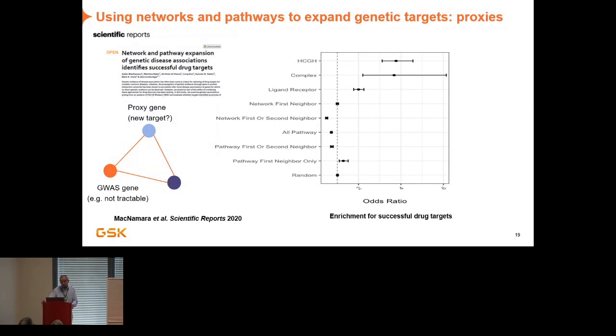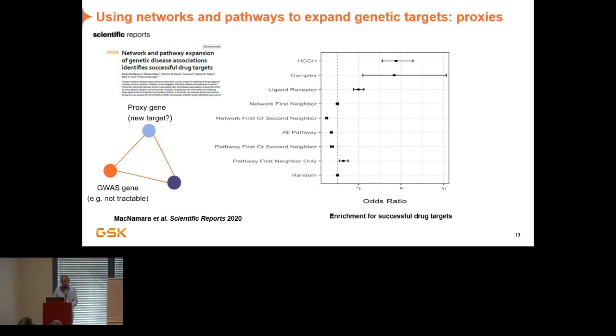We used a database called Pharma Project, and looked at various types of resources, like protein complexes, ligand receptor databases, or network pathway databases. Maybe not surprisingly, the error bars could be quite large in some cases, but we find some enrichment when it's a protein complex, maybe with the same function, and also with ligand receptor. Again, maybe not too surprising, but that gives us a sense that looking at these proxy genes can give us potential new targets.